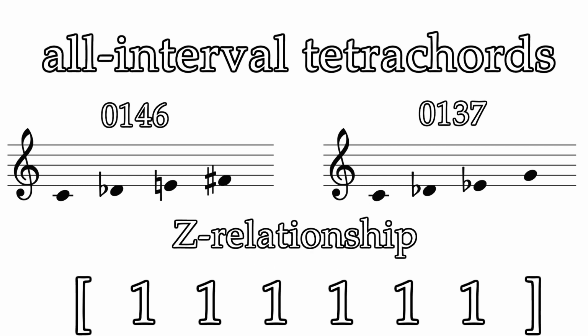This is a Z-relationship, and why this is a Z-relationship is because you can't invert and transpose your way from 0146 to 0137, which makes sense because they're fundamentally different prime forms. They're not the same when viewed from a structural perspective, but when you boil them down to just what intervals they've got and how many of them they've got, they're the same. This is why 0146 is classified as 4-Z15 in the Forte catalog, and 0137 is 4-Z29.